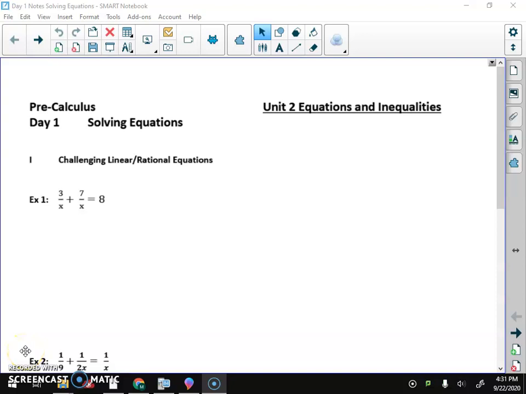All right, pre-calc students, day 1 of Unit 2, our unit name, Equations and Inequalities. First 3 days are going to be about equations, some complex ones, not easy ones, not Algebra 1, not Algebra 2, a little bit more challenging. And then the last couple days we're going to talk about inequalities, quadratic, absolute value, and rational.